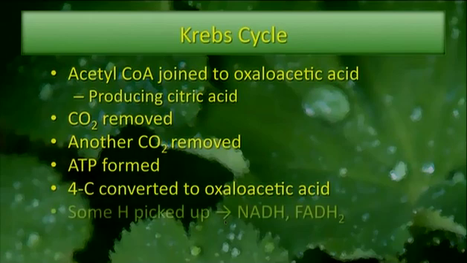Some hydrogen is picked up by electron acceptors too, called NADH and FADH2. So there are 3 NADHs formed and 1 FADH2 during the Krebs cycle. Each cycle uses up a 2-carbon acetyl group and releases 2 carbon dioxides, one carbon dioxide removed, a second carbon dioxide removed. And that rejuvenates oxaloacetic acid, the molecule we started with. So by the end of the Krebs cycle, glucose has been completely dismantled, completely taken apart.